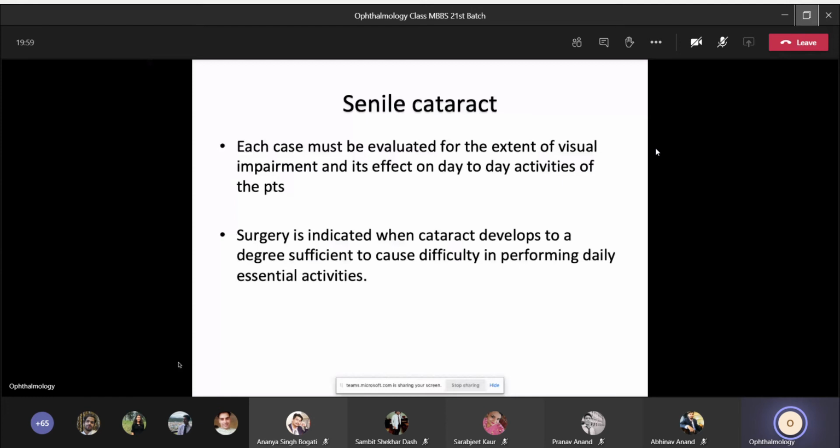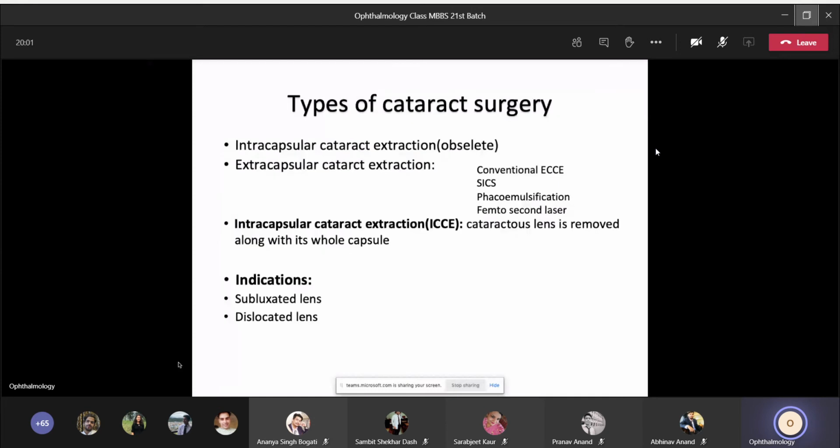There are basically two types of cataract surgery. One is intracapsular cataract extraction, and another is extracapsular cataract extraction. Intracapsular cataract extraction is obsolete nowadays. It's not practiced anymore because it is related with a high rate of complications. You just have to know that previously, a few years back, people used to practice that surgery, but now they don't do it.